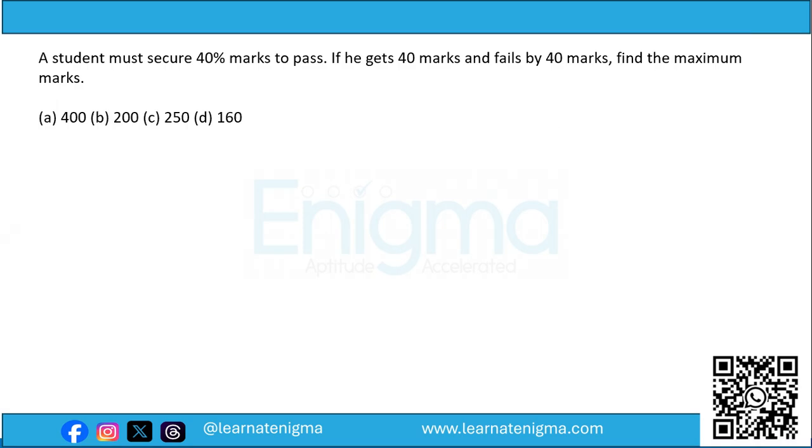A student must secure 40% marks to pass. If he gets 40 marks and fails by 40 marks, find the maximum marks. Let's assume the maximum marks as x.